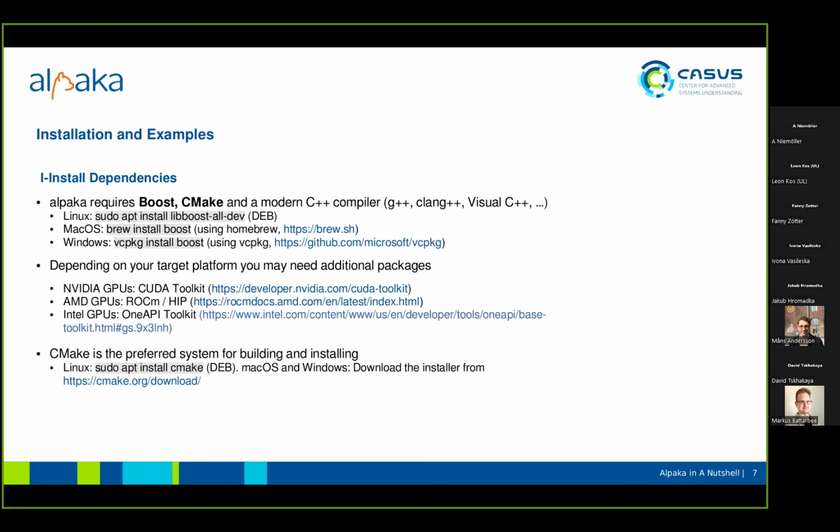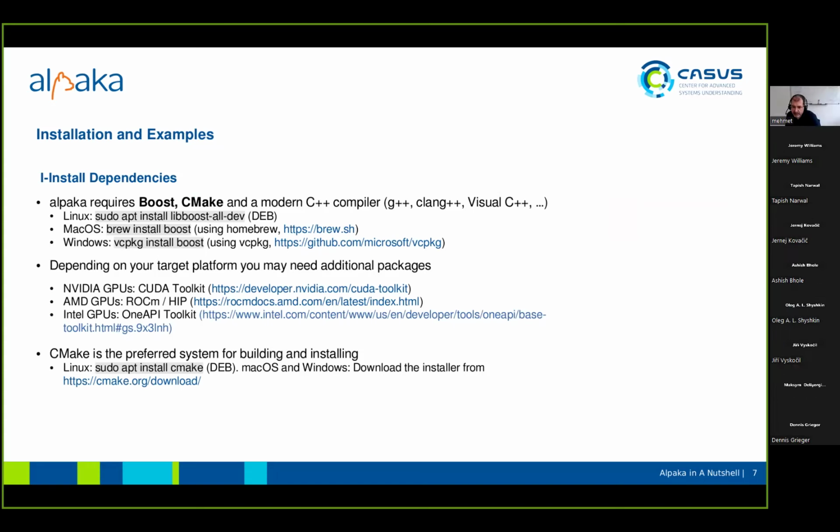I'm going to go over fastly on installation and examples. The first step is installing dependencies, of course. Alpaka requires Boost as a compile time dependency for compilation. For the configuration of the build system and compiling, CMake is needed, although CMake is not a must. Depending on your target platform, you may need additional packages. For example, CUDA, ROCm, or Intel oneAPI toolkits might be needed for different GPUs, of course.